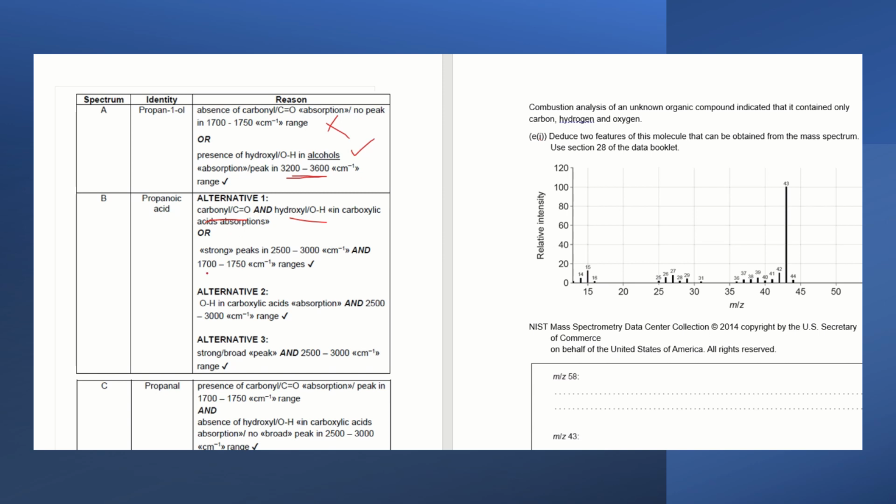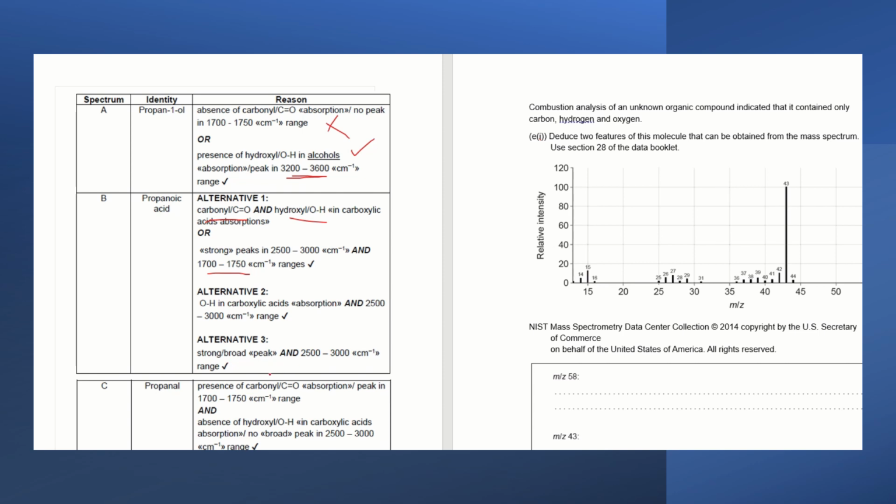Okay, and you must state that they are in the region of 1700 to 1750, and that's for the carbonyl group, and that it's at 2,500 to 3,000 reciprocal centimeters for the alcohol. These are alternatives that you can talk about. You can say that the OH in the carboxylic acid is in the range 2,500 to 3,000 reciprocal centimeters, or strong broad peaks at these ranges as well.